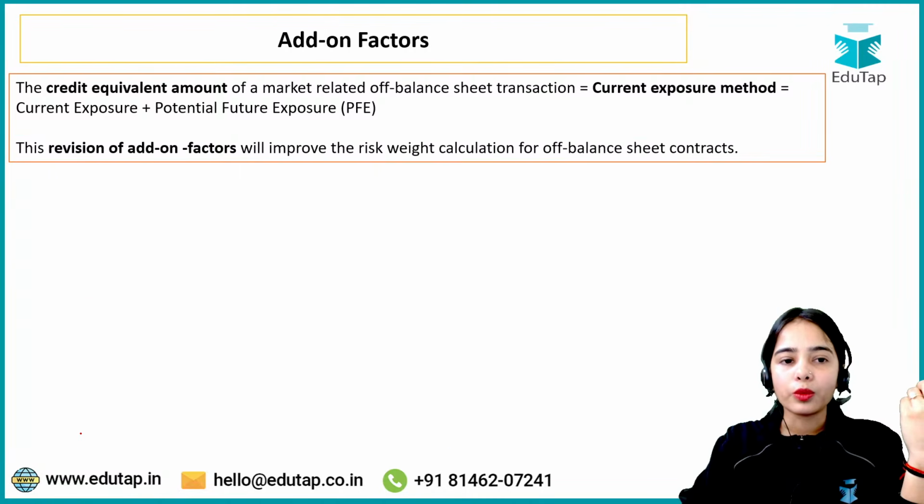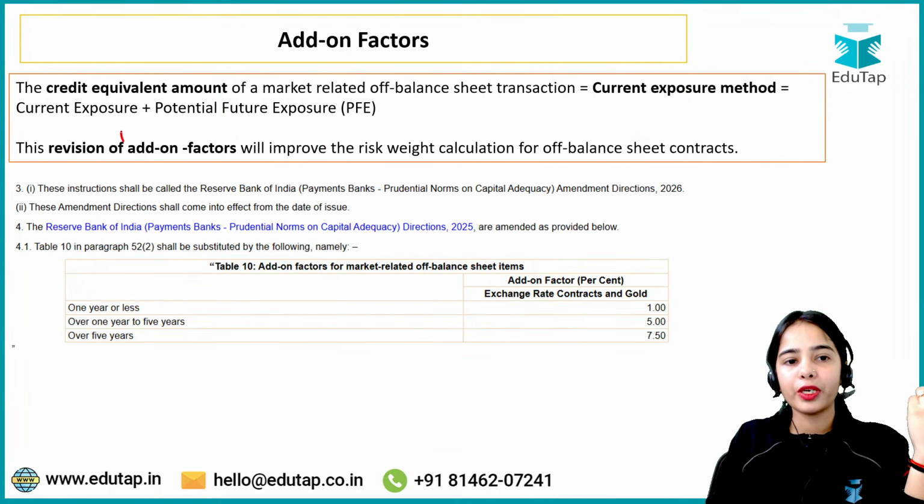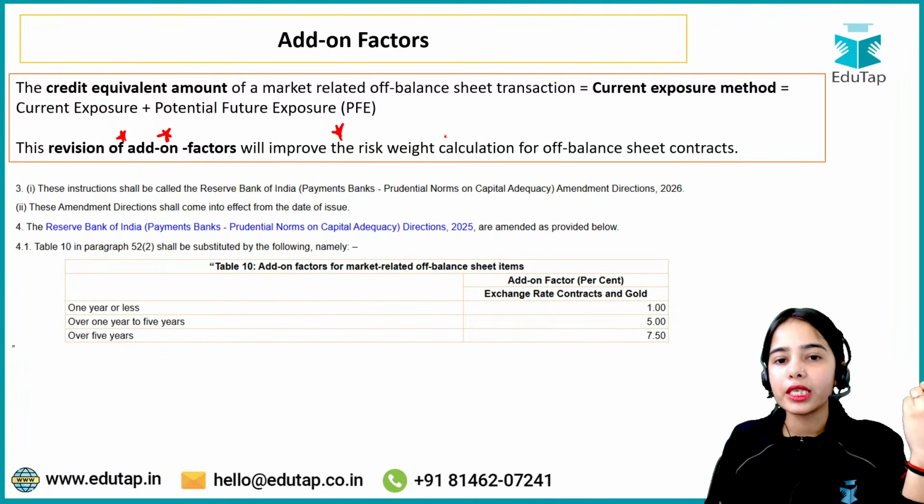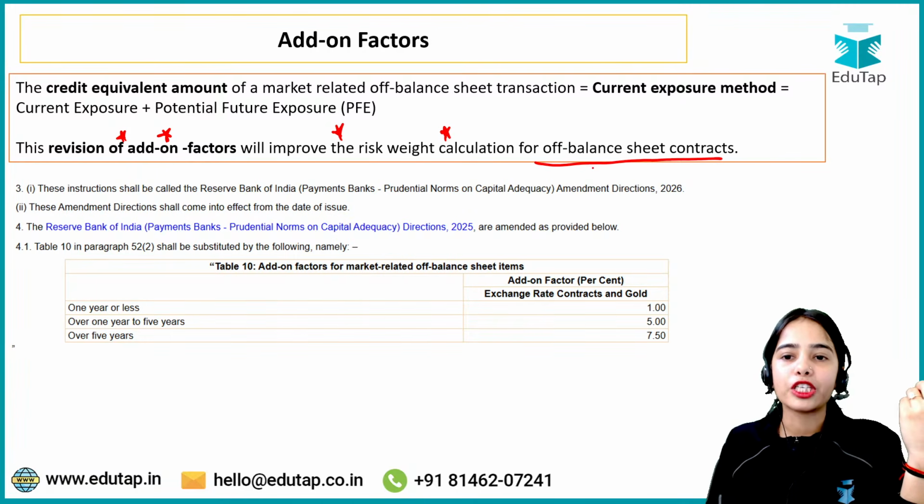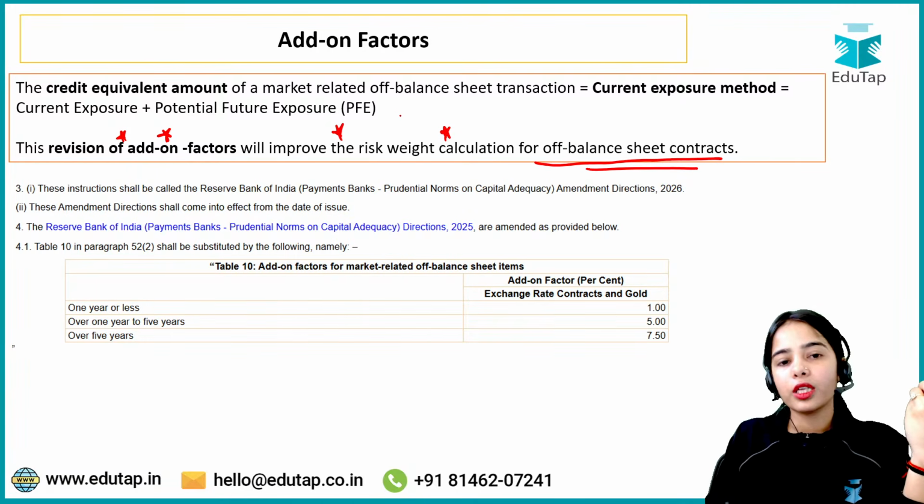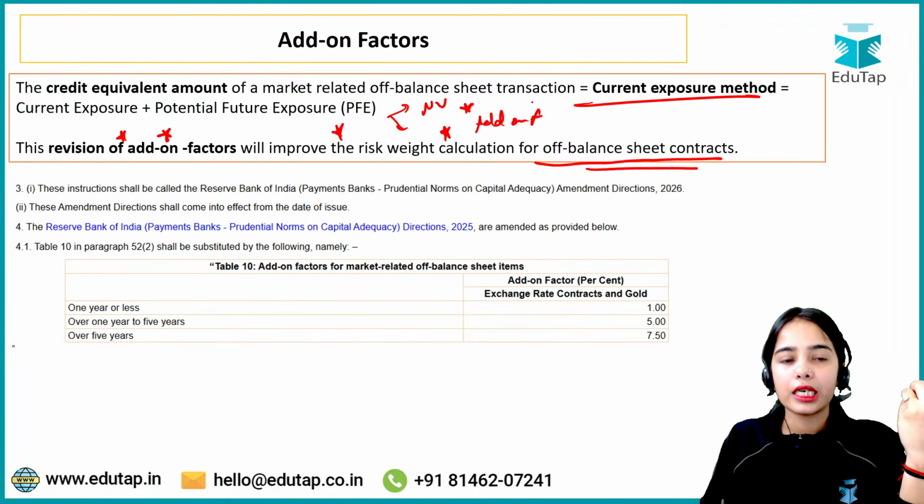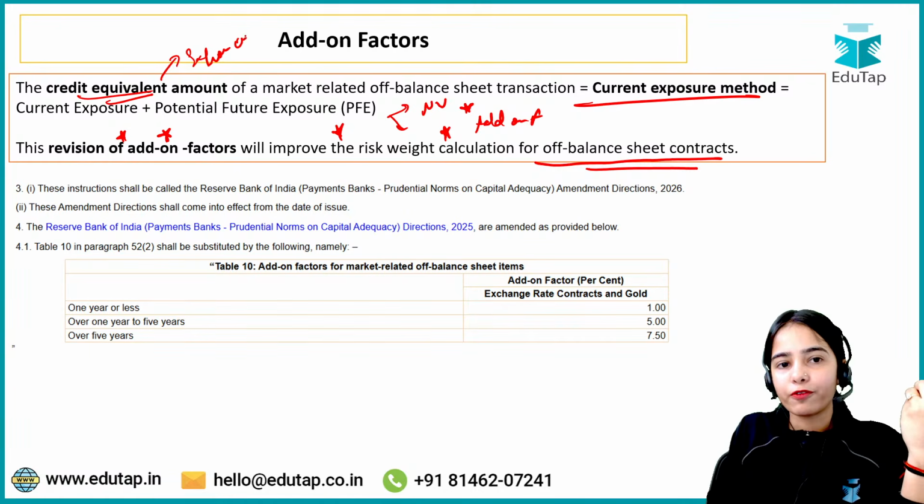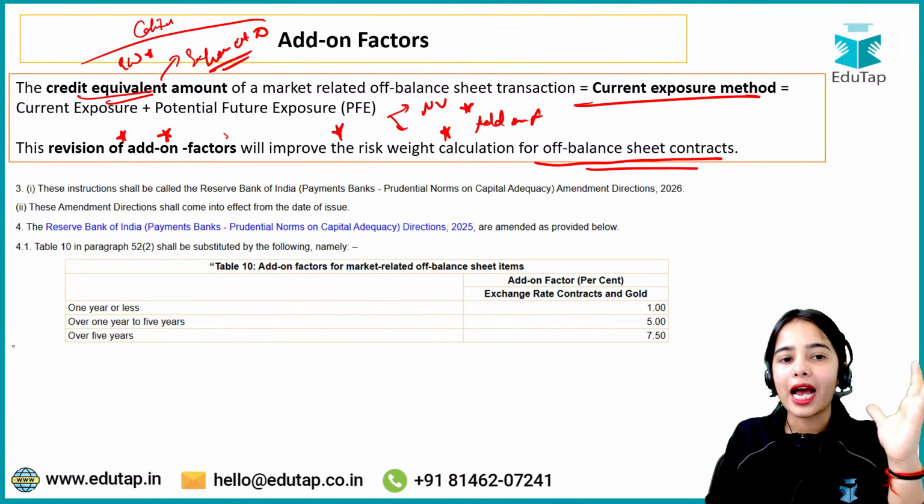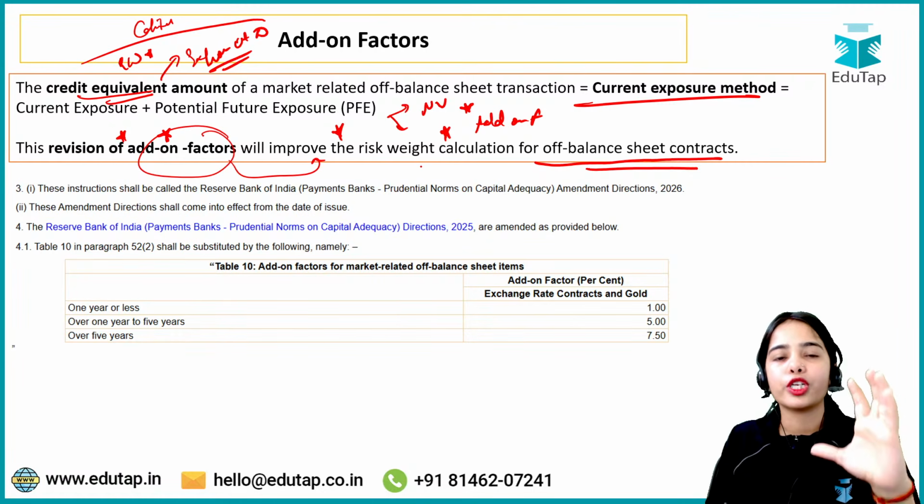Now the revision of the add-on factors has happened. This will improve the risk weight calculation for off-balance sheet contracts, because now the potential future exposure is calculated by taking the notional value multiplied by the add-on factor. Through the credit equivalent amount, we see the exposure of the bank at default. Against this, we calculate the risk weight and the capital that the bank has to maintain. So the add-on factors will improve the calculation of the risk weight.